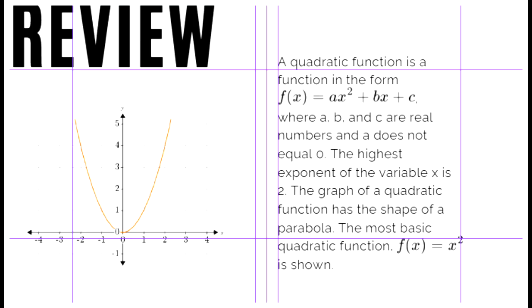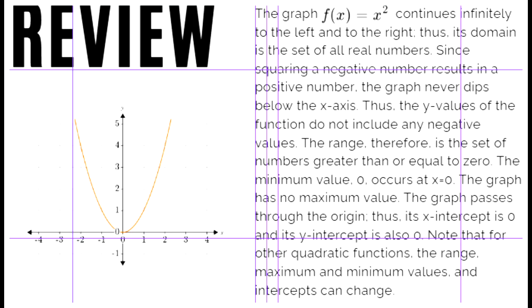A quadratic function is a function in the form f(x) = ax² + bx + c, where a, b, and c are real numbers and a does not equal 0. The highest exponent of the variable x is 2. The graph of a quadratic function has the shape of a parabola. The most basic quadratic function is f(x) = x², and it's shown there in the graph. The graph of f(x) = x² continues infinitely to the left and right, thus its domain is the set of all real numbers.